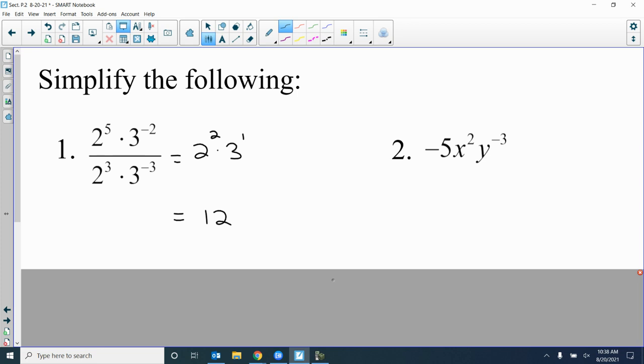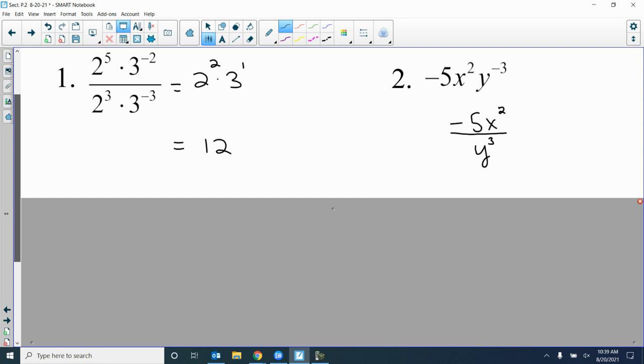All right, Logan, what do we have to do to that? Negative 5x squared over y to the third. Yeah, the only thing you got to do is move that y down below. And the one thing I don't want you to do is move that 5, because that's a negative coefficient. That doesn't change. So that's all you got to do for that one.